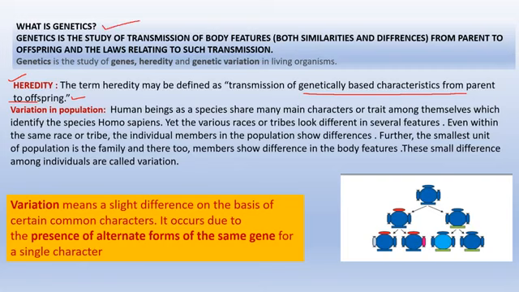Now, what is the variation in population? We have to know more about the variation and accumulation of the variation before we proceed to this chapter. Human beings, as we know, as a species share many characters or traits among themselves which identify the species Homo sapiens. So there is a general characteristic of human beings. We have one nose, two eyes, two ears, two hands and two legs.